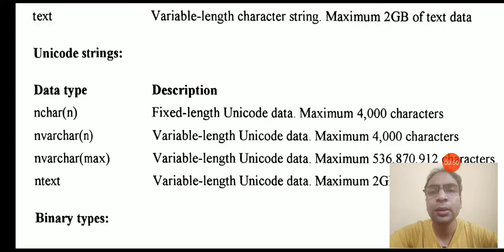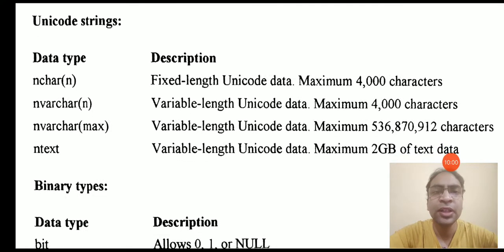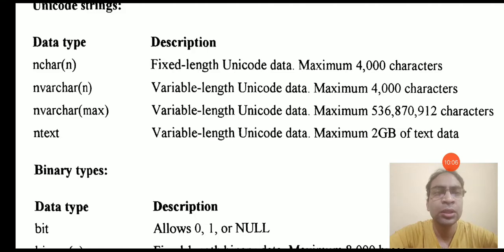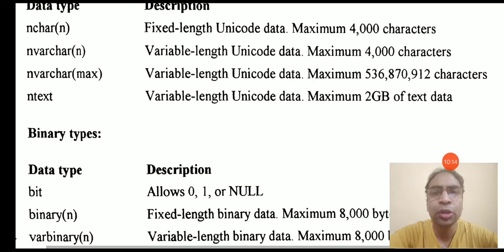The next is nchar, that is used for Unicode values, fixed length Unicode data, maximum of 4,000 characters. Then nvarchar, variable length Unicode data, maximum of 4000 characters. Nvarchar max with larger maximum character size, and then ntext, that is variable length Unicode data, maximum 2 GB of size.